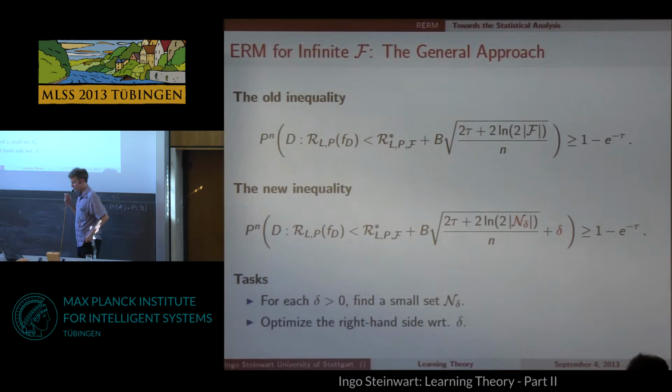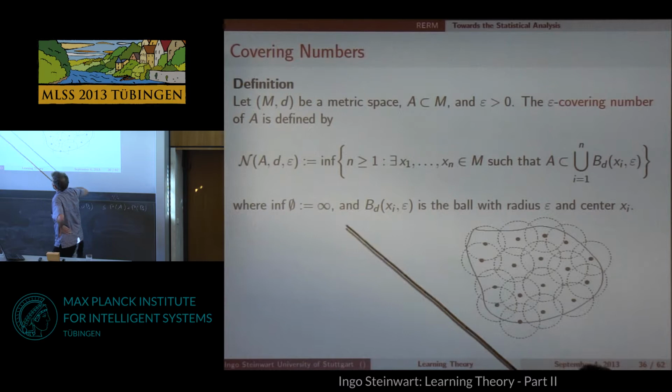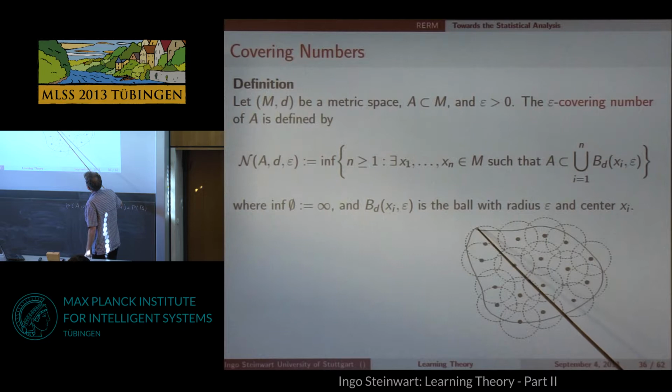And now the next question is, how can we actually find such small, finite, yet well-approximating sets script n? It turns out that there are various ways, and I will just talk about one particular one because it's rather generic. It's called covering numbers. At first glance, this looks a little bit complicated, so I try to explain the main idea here. Let's assume that we have some set M, which has a distance function d on it. In this case, our set M would be this black line here.